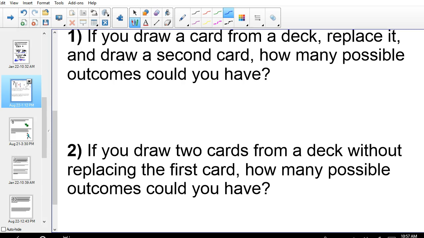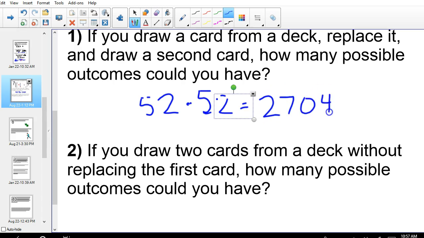But so you draw a card from a deck, you replace it, and draw a second card. How many possible outcomes could you have? So how many options do you have for the first card? You have 52. How many options do you have for the second card that you draw? You replace the card. 52, because you put that card back, so it's still 52. So 52 squared, or 52 times 52, is going to give you 2,704. So if I had you bet your bathroom passes on this, that'd be even worse than the 2-letter code, right?